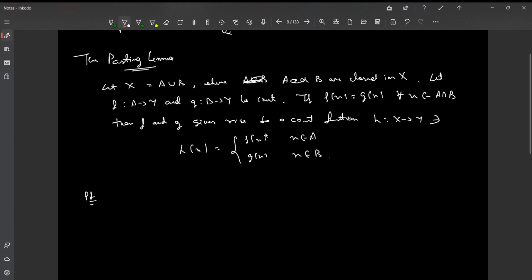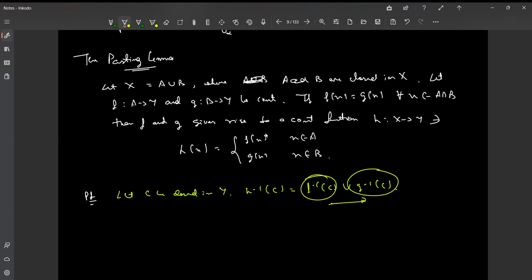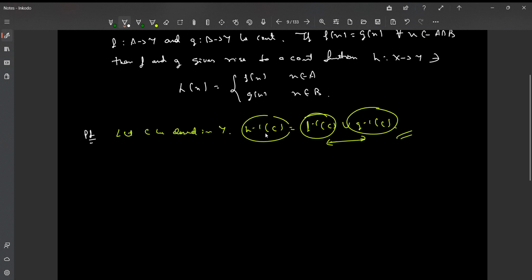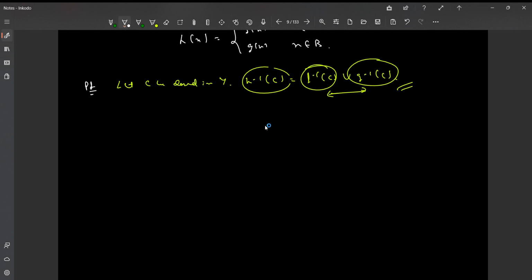What can be a quick proof of this? We simply consider a closed set in Y. Let C be closed in Y. What is H inverse of C? It's obviously F inverse C union G inverse C. Now F is continuous, so this is closed. G is continuous, so this is closed. A union of two closed sets is closed, as it's a finite union. Therefore, H inverse C is closed. You can write the statements of the proof on your own.